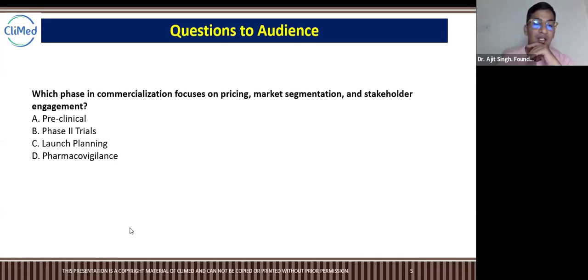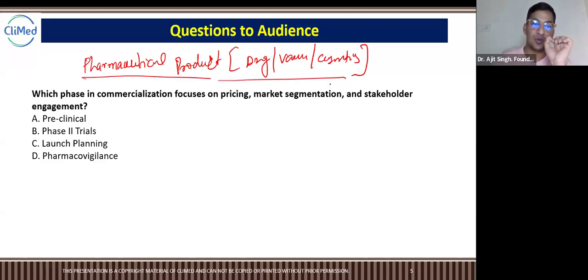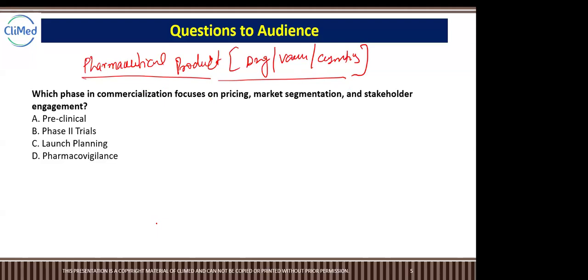Guys, tell me, you have to write the answer for which phase in commercialization focuses on pricing, market segmentation, and stakeholder engagement. Throughout the presentation, we will be talking about pharmaceutical products, that is drug or vaccine or cosmetics, whatever is there. We will be talking about these things only, right? So here, what phase in commercialization focuses on pricing, market segmentation, and stakeholder engagement for pharmaceutical products?